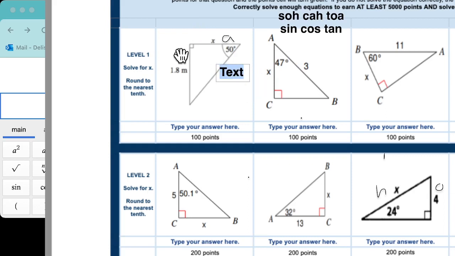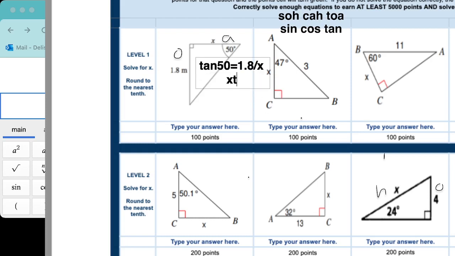We are given a side opposite to 50, which is our given angle, and one adjacent to it, because it's right next to our angle. This here is our hypotenuse, which is across from the right angle. So it's opposite over adjacent, which would make it tangent. So you always put your degrees after your equation. And you're going to do the opposite over adjacent, so 1.8 over x.